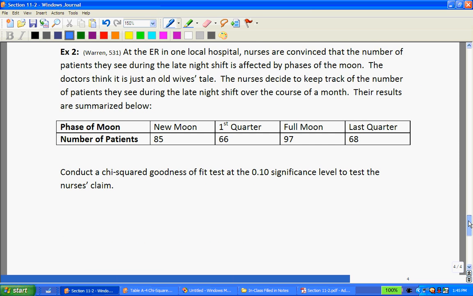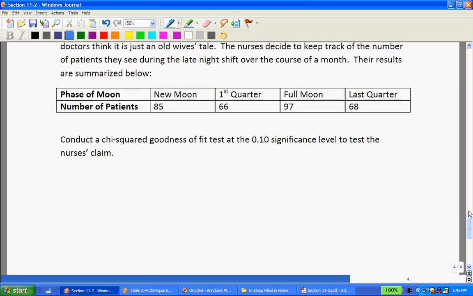Okay, one more. At the ER in one local hospital, nurses are convinced that the number of patients they see during a late night shift is affected by phases of the moon. The doctors just think it's an old wives' tale. The nurses decide to keep track of the number of patients they see during the late night shift over the course of a month, and their results are summarized below. So when there's a new moon, they see 85 patients, first quarter 66 patients, full moon 97, and last quarter 68.